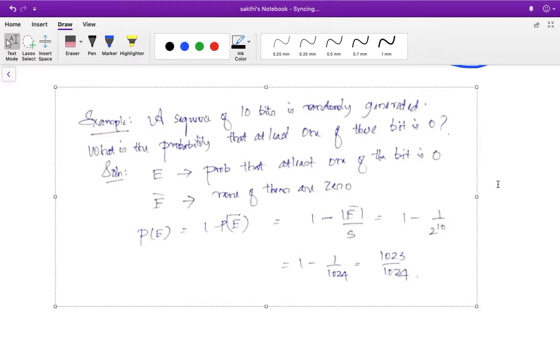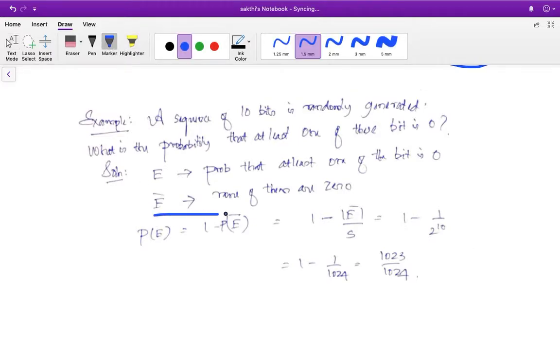It's not difficult to get directly, but it will be a lengthier process, right? So in that case, if I take the complement of that, the complement of at least one zero is nothing but none of them being 0, right? So E bar is none of them being 0. So finding P of E bar will be easier, and that way you can find P of E. Okay, so P of E is now 1 minus P of E bar, and P of E bar is E bar divided by S. So 1 minus E bar divided by S.